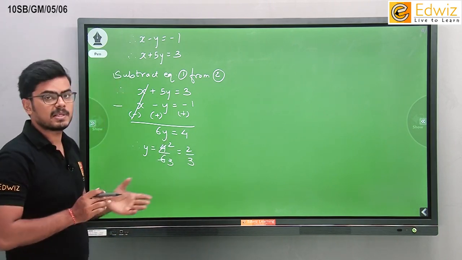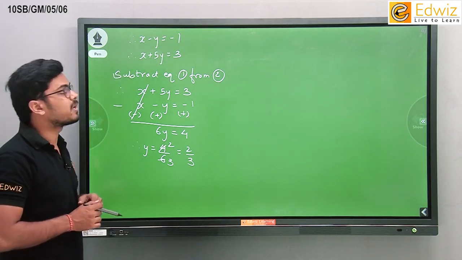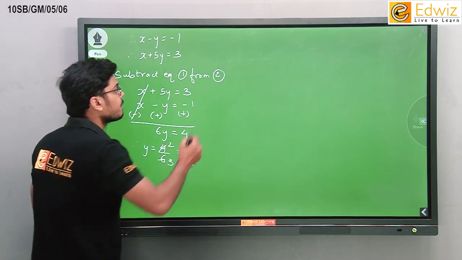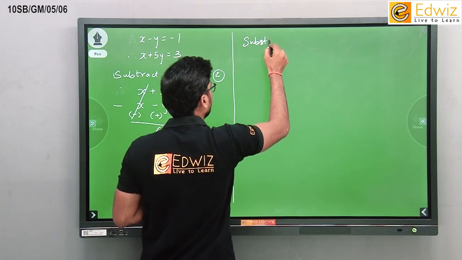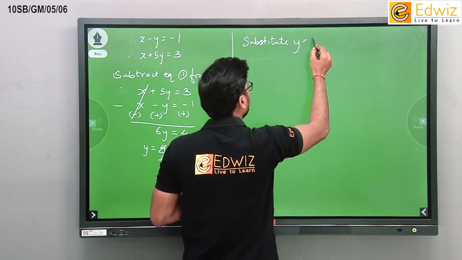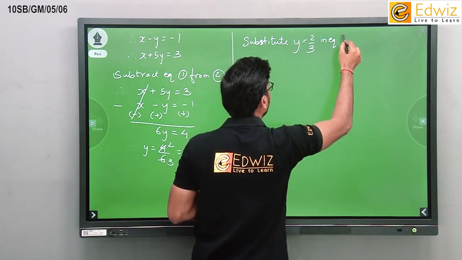Y मिल गया, x भी मिल जाएगा. How? Just substitute the value of y in equation number 1. You can also substitute it in the second equation, but the first one is easier. So let us substitute y equal to 2 upon 3 in equation number 1.